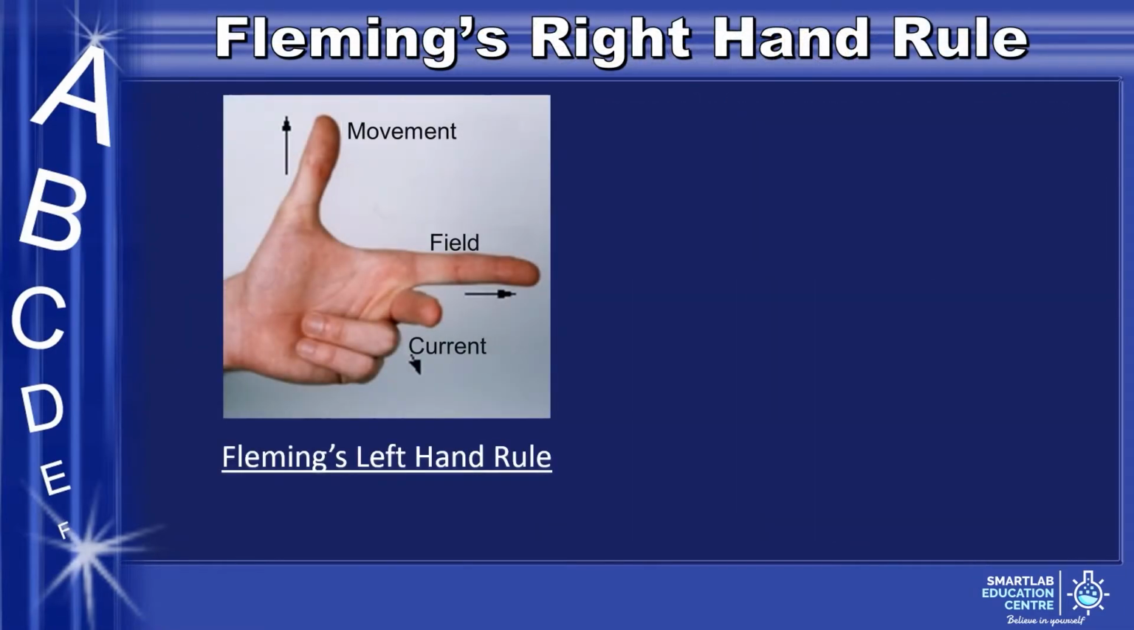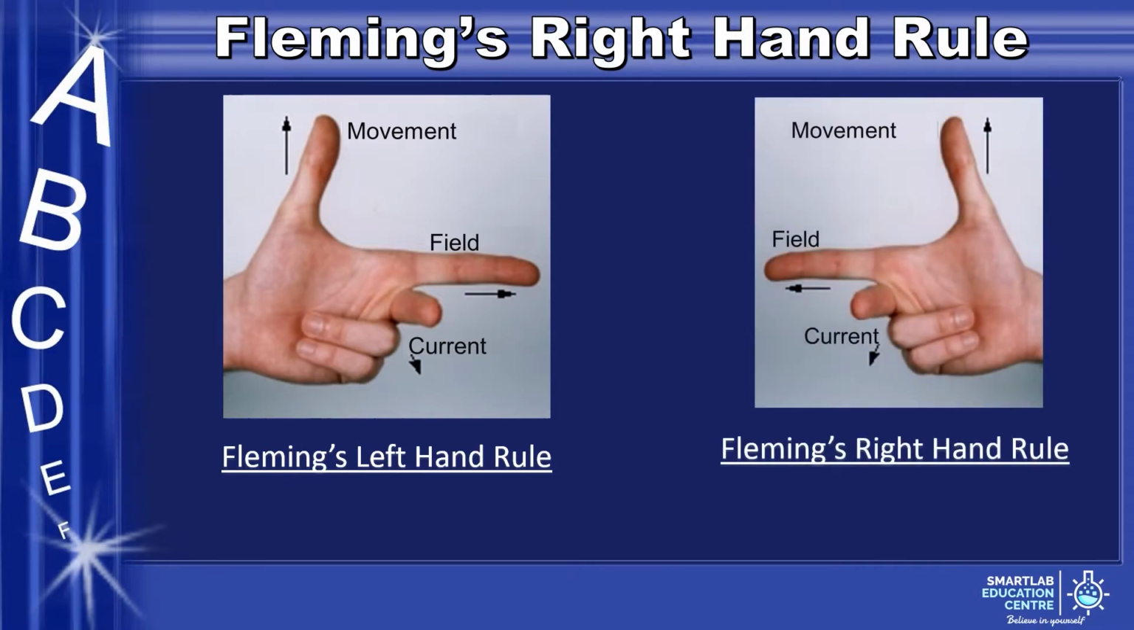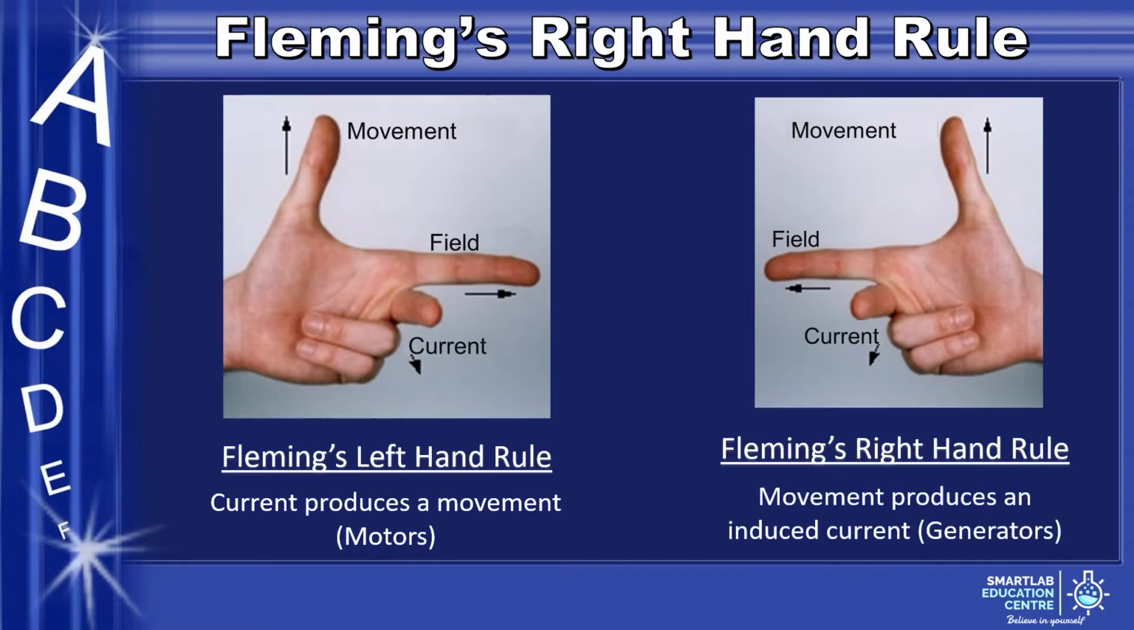In the previous chapter, we learned about Fleming's left-hand rule. However, for this chapter, we will be using Fleming's right-hand rule. How do we know which hand to use? Well, we use Fleming's left-hand rule when we are using motors or any electronic device that converts current to produce a movement. However, we use Fleming's right-hand rule for electronic devices that convert movement to induce and produce a current, such as in generators.